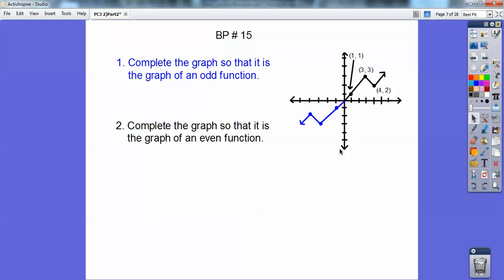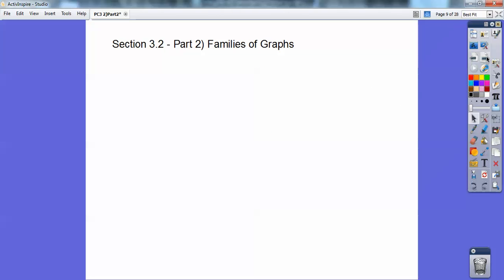Okay, so an even function is going to be when it's reflected over this y-axis right here. So this original guy over here is going to just get flipped over to this side over here, so there would be my even function right there. Alright, so part 2, families of graphs.